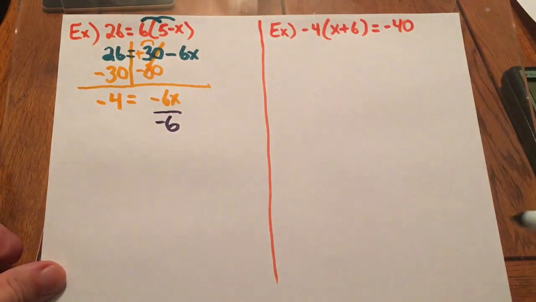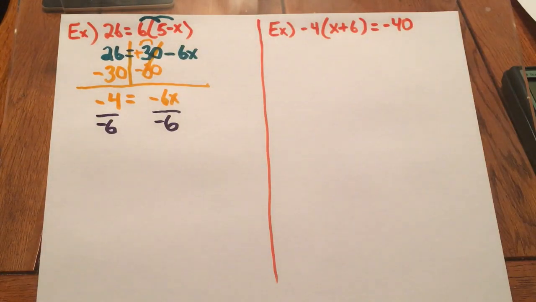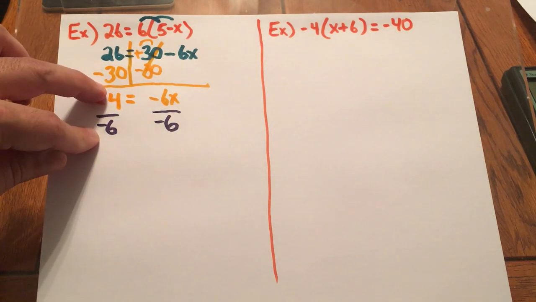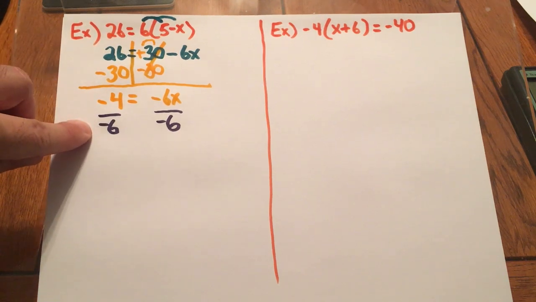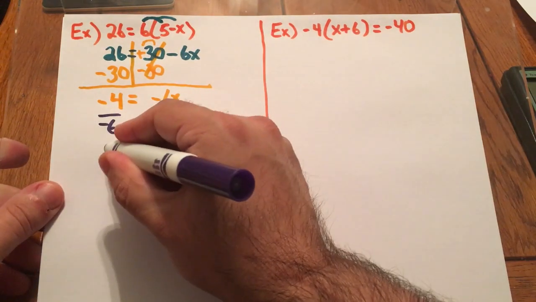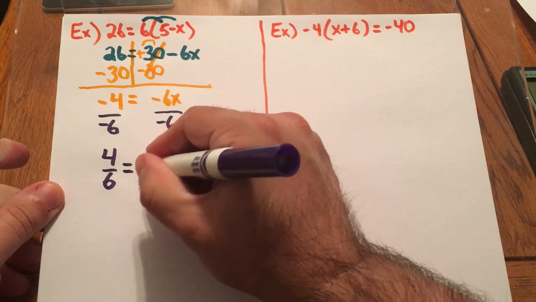So here I'm dividing by negative 6. I'll divide this side by negative 6 as well. And remember, in the last video I said there's a bunch of different ways we're going to be able to write this answer. I'll show you again. First of all, the negative divided by negative means it's going to be positive, which means you can get rid of those. So your answer here would be 4 over 6 is equal to x.